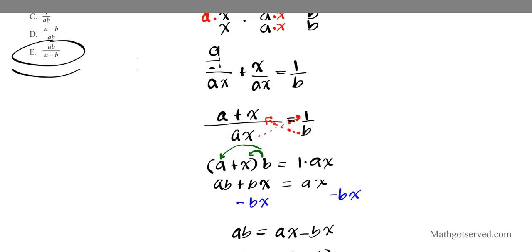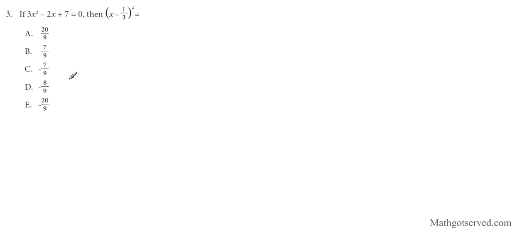Now let's move on to question number 3. So we are asked to solve this. It says if 3x squared minus 2x plus 7 equals 0, then what is x minus 1/3 squared?